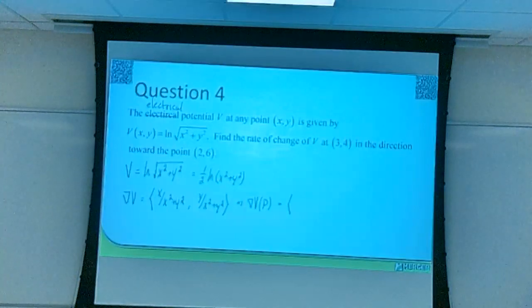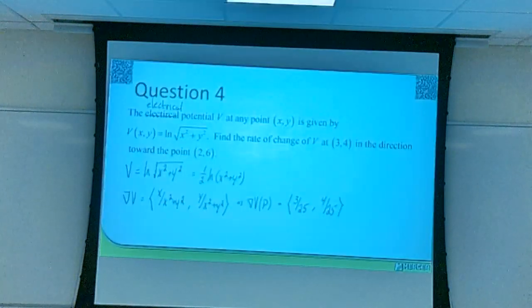What's the gradient at P? So you evaluate that at the point. 30 over 25. Yeah. 4 over 25.